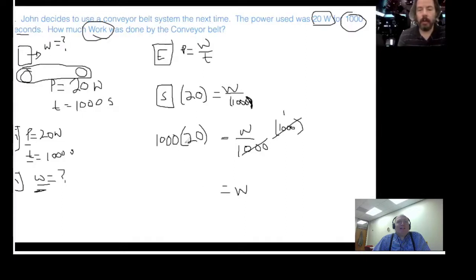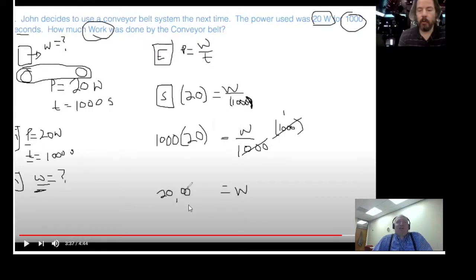And then 1000 times 20 is 20,000. Oh, I wondered if he was going to put the comma in. So the unit... This comma is so interesting, right?